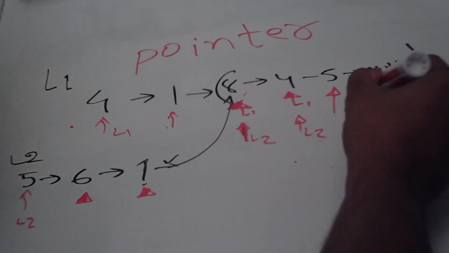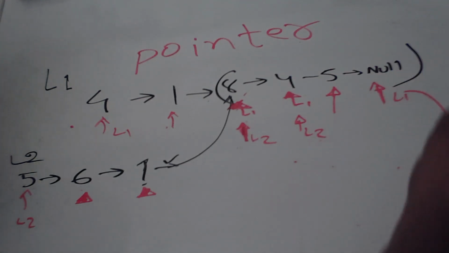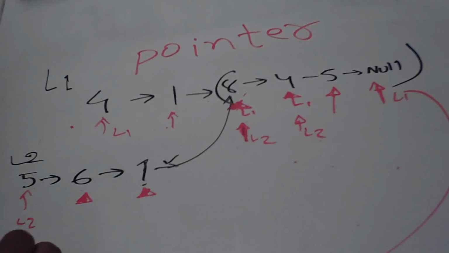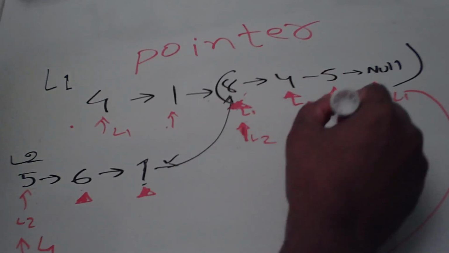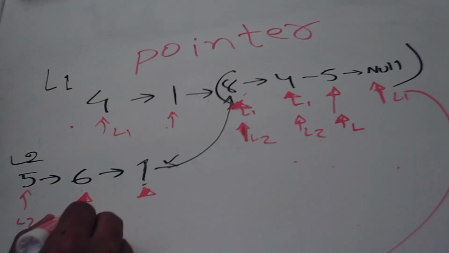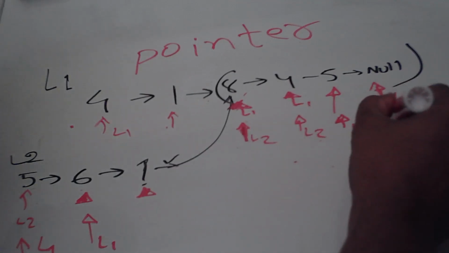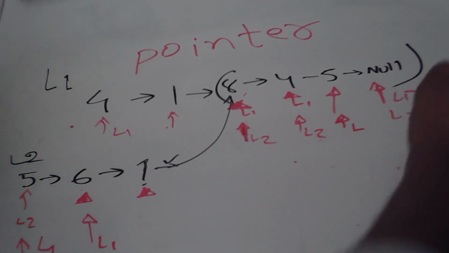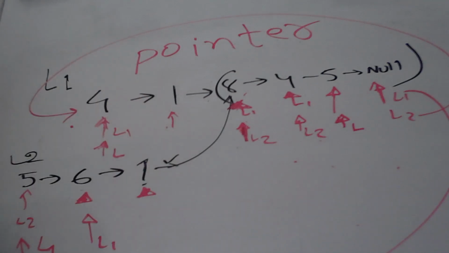Now when L1 becomes null, we're going to point it to the head of L2. So now L1 becomes 5 and L2 is at 5. Now L1 becomes 6. Now L2 goes to null. When L2 goes to null, we're going to give it the head of L1, so L2 will go here to the head of L1.